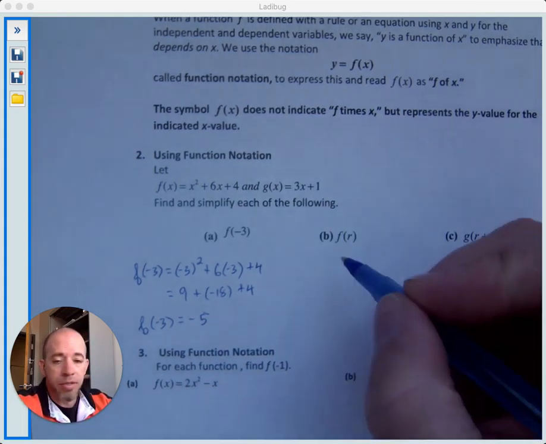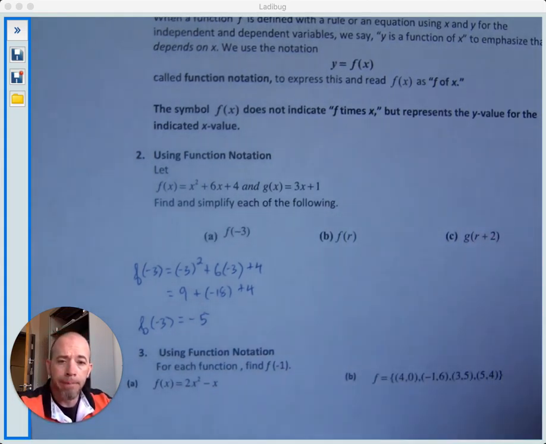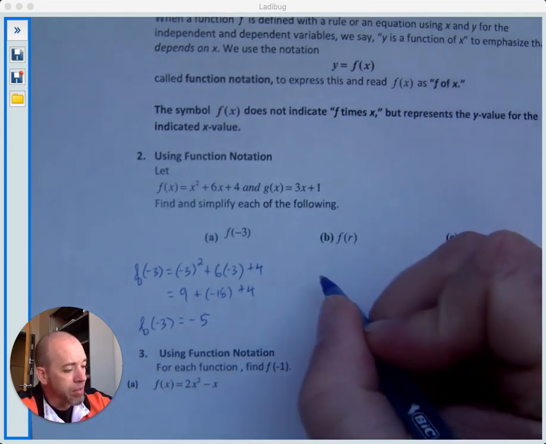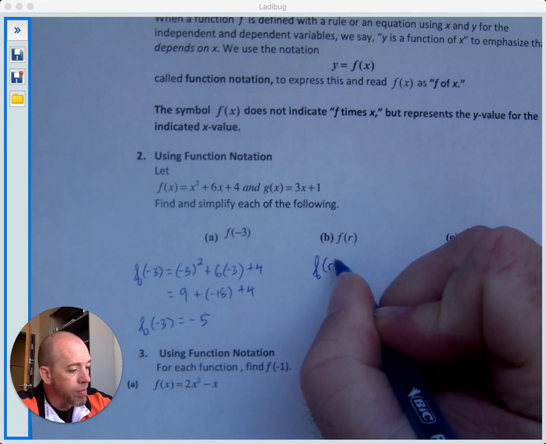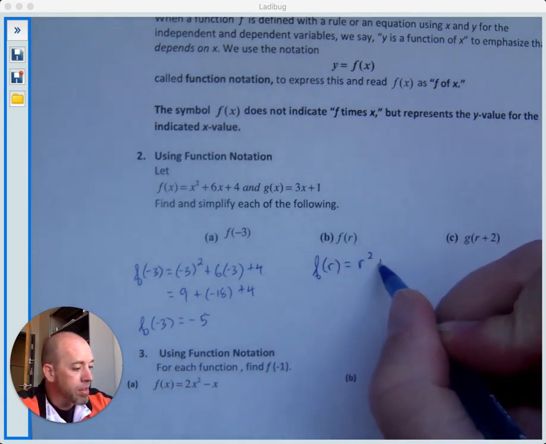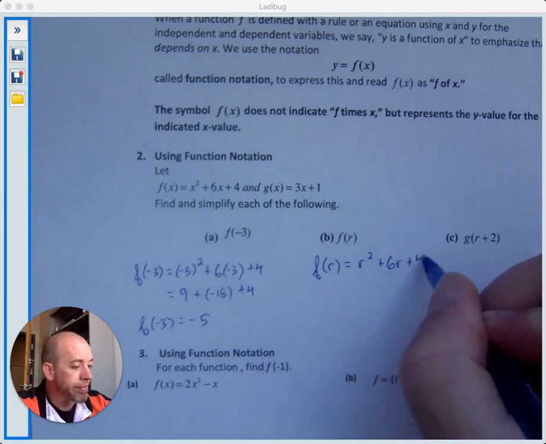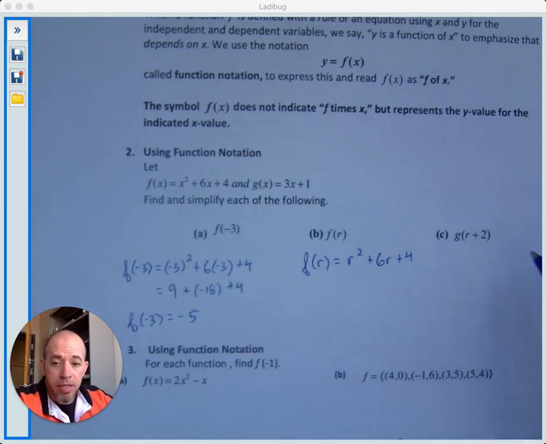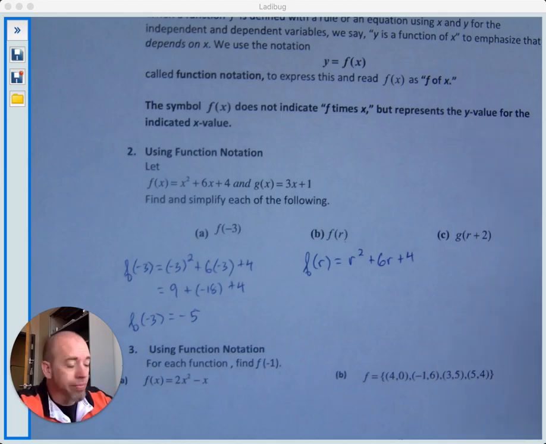All right, so let's look at the next one. What if we want to find f of r? That's silly. We just plug r in for x, right? So f of r would equal r squared plus 6r plus 4. Not really anything else we can do. We're just replacing x with r. So that's a very simple one, right? Okay, now let's look at the next one.